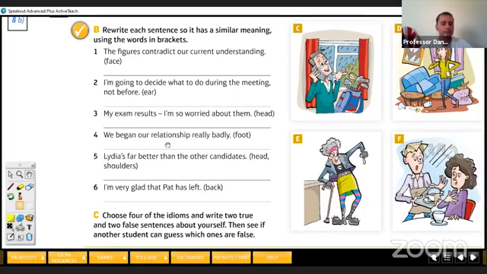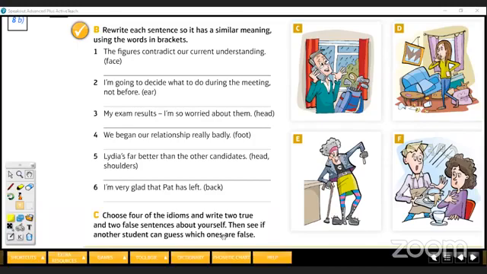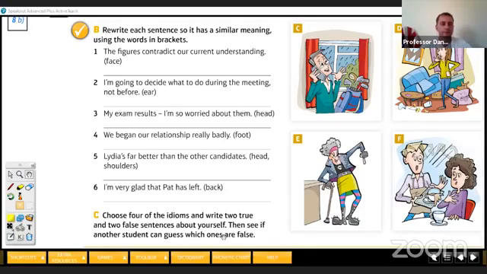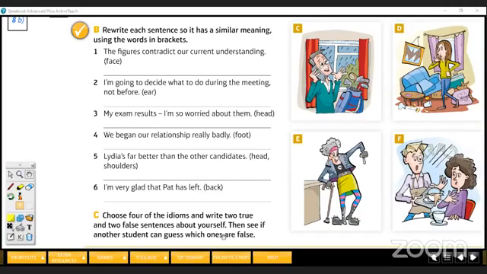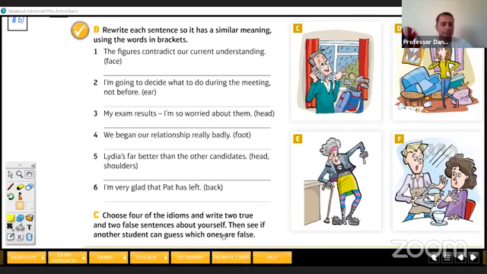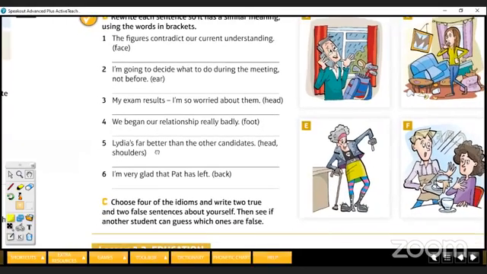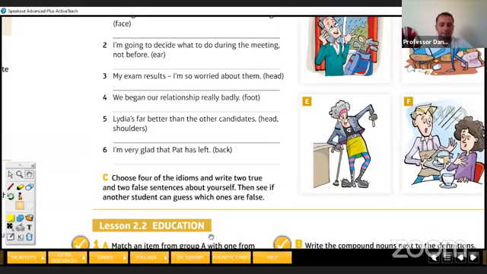Number four, we began our relationship really badly. We started our relationship on the wrong foot. Very good. Or we can say the opposite: our relationship started on the wrong foot. Now, number five, Lydia's head and, I'm almost giving you the answer. Head and shoulders above the other candidates, far better than the other candidates.